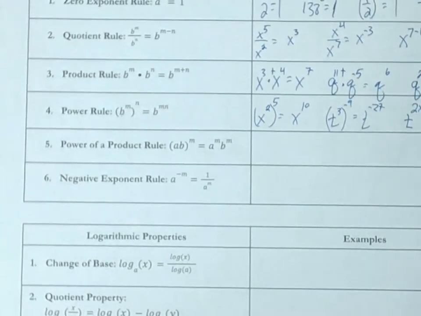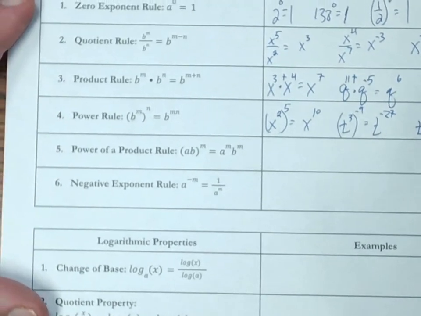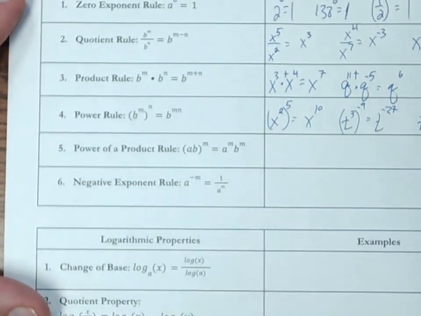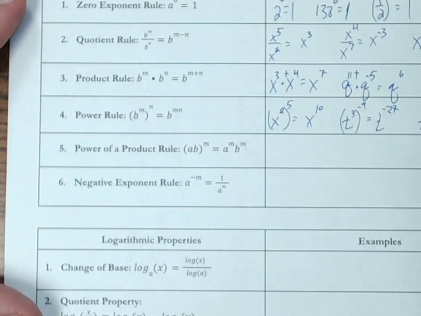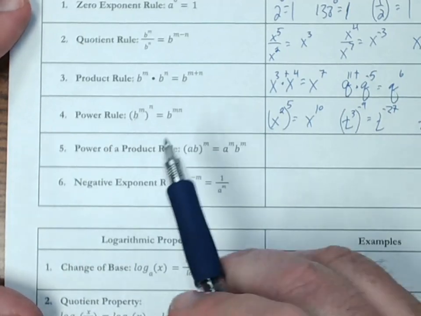And then we have rule number 5. Rule number 5 is a combination of 3 and 4. So, no, I lied. I'm a lying liar. I take that back. Pretend I didn't say that.